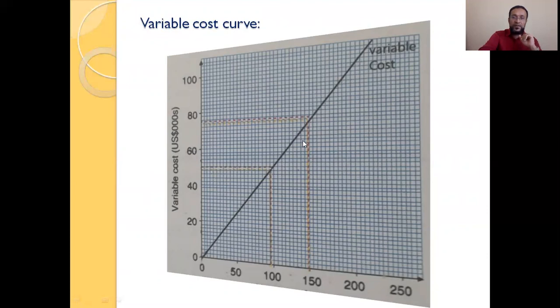Okay. So this is how, as output increases, variable cost also increases. That is why variable cost curve is positively sloped, and it starts from the origin. It means zero production, zero variable cost. So the more production, the more variable cost. That is why the shape of the variable cost curve is upward sloping.